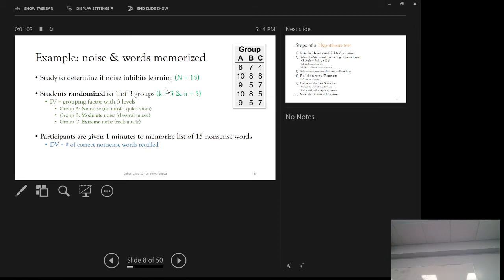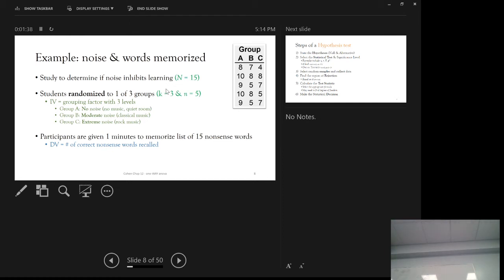And then we ask all these people to memorize a list of 15 nonsense words while they're in these rooms. And at the end, we ask them to tell us the words back. And we count how many words they were able to memorize in the 1 minute. What do you think? Second group? Here's the data. In the quiet room, they remembered 8, 10, 9, 10, and 9. In the middle group, they remembered 7, 8, 5, 8, and 5. And in the loud, heavy rock, they remembered 4, 8, 7, 5, and 7.